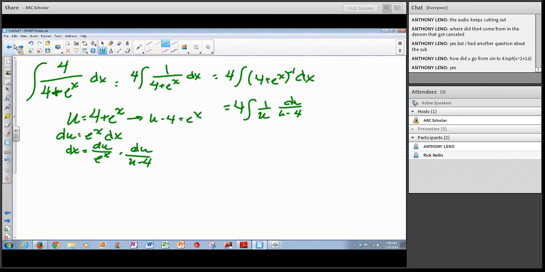Multiply it and use 1 over u squared minus 4u. We have to have a derivative on the top, right? So natural log is a no-go.